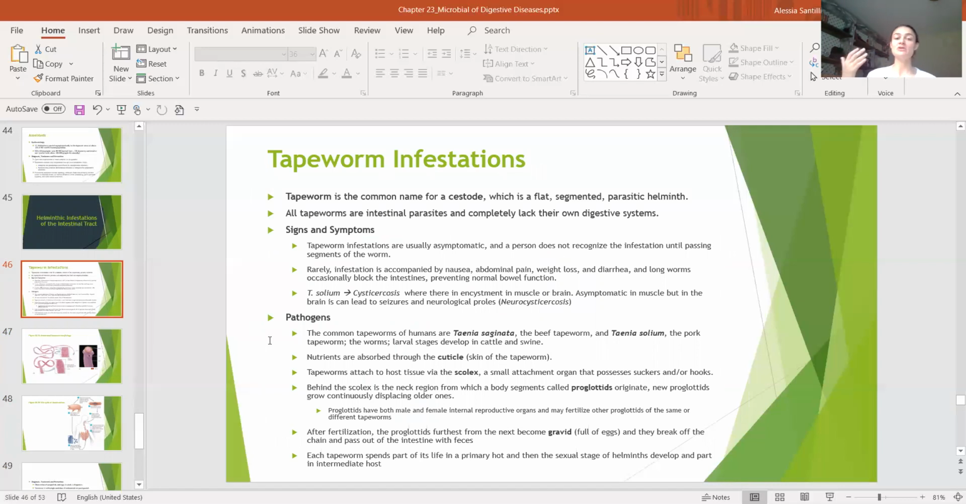So you may be thinking, okay, if I don't feel the symptoms, how the heck, most of the time, do I know that I have a worm growing in my body? And it's actually quite easy. It's quite easy.